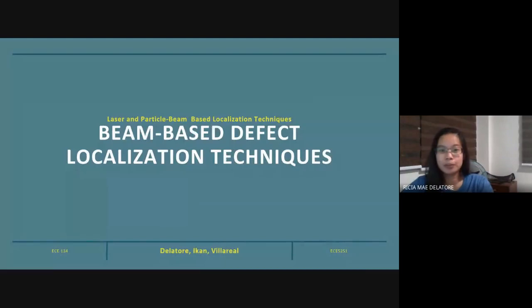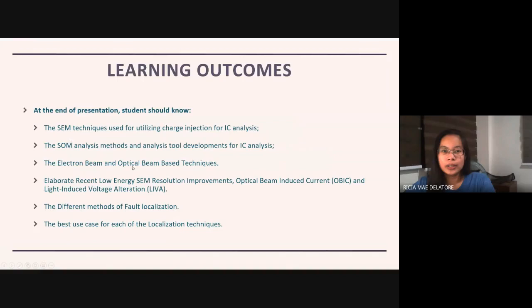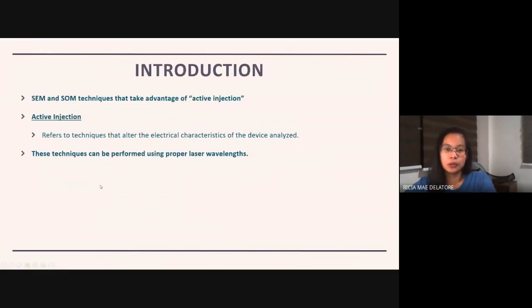We are Group 3 and we will discuss the beam-based defect localization techniques. We are Ricia DELATORE, yours truly, Austin IKAN, and Franco VILLAREAL. At the end of the presentation, these are the points that students should know. So we will proceed to the presentation itself.